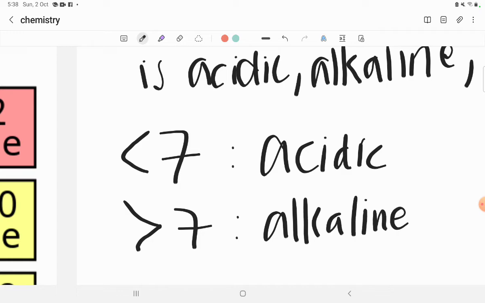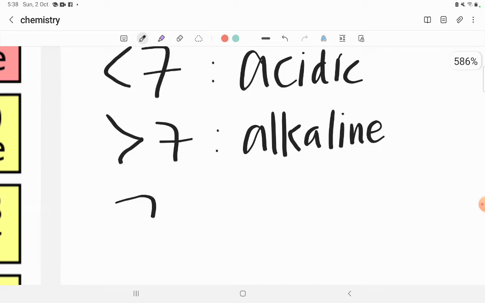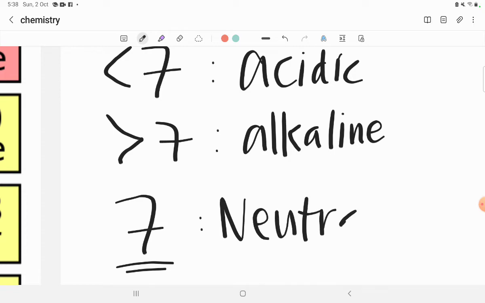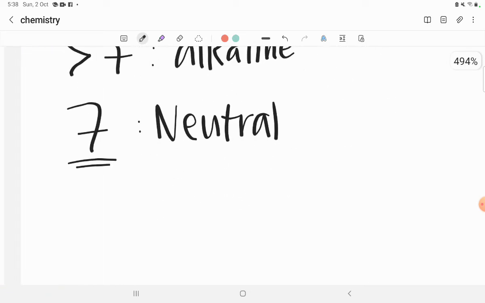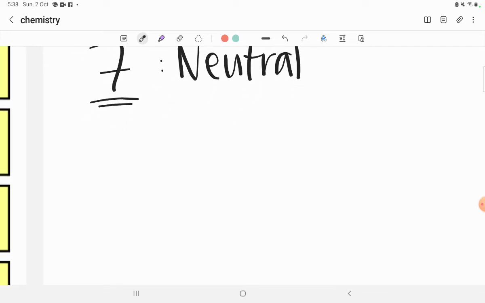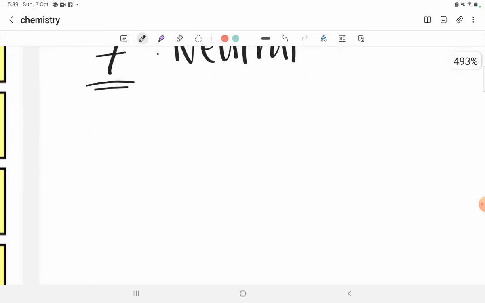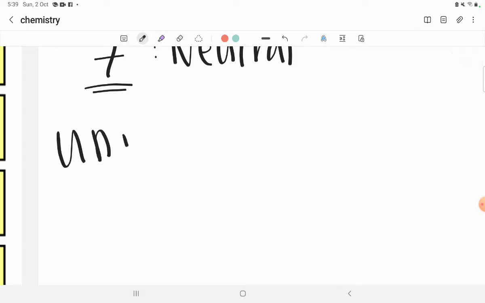If it's directly 7, then it is neutral. Did I say directly? If it's die 7, then it's neutral. I keep using the wrong terms. Okay, so we can also use a universal indicator.